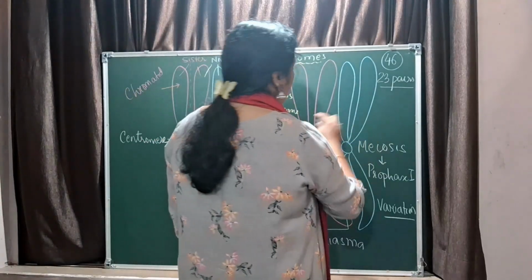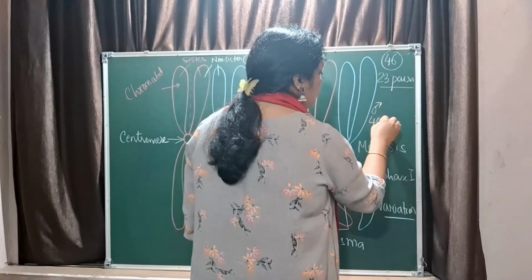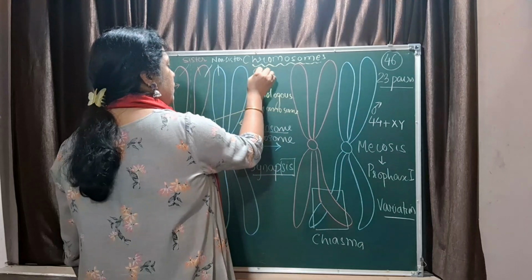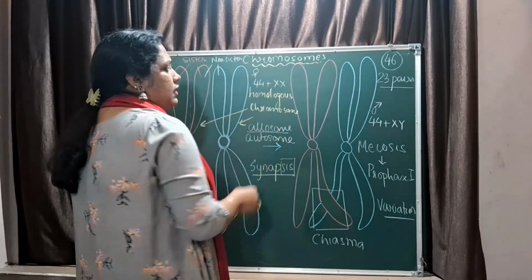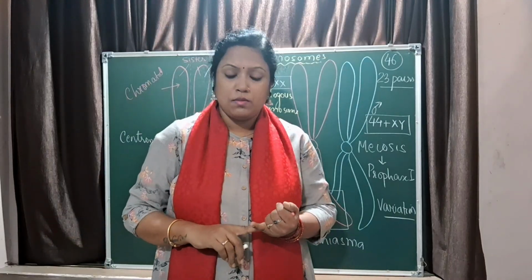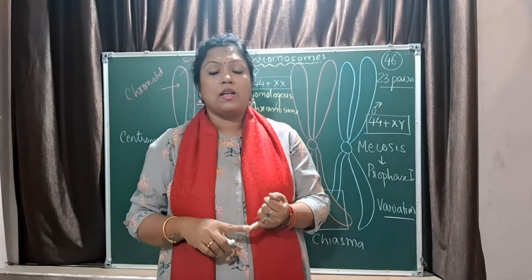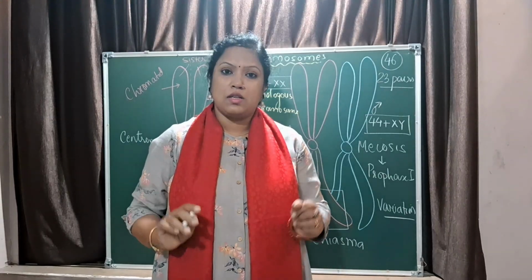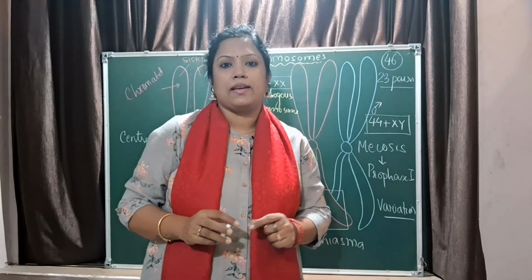Okay. Now in this case, for a male, you have 44 plus XY, and for female you have got 44 plus XX. Is that clear? So I hope the concept of chromosome, chromatids, sister chromatids, non-sister chromatids, allosomes, autosomes, homologous chromosomes is understood. So let us proceed with the next part of the lesson, that is cell cycle.